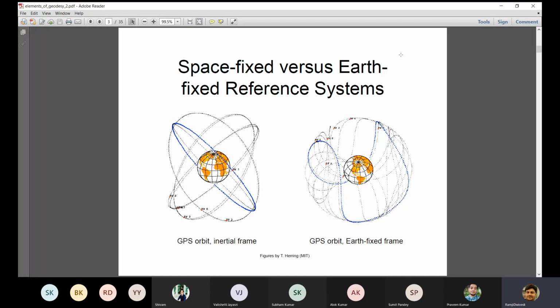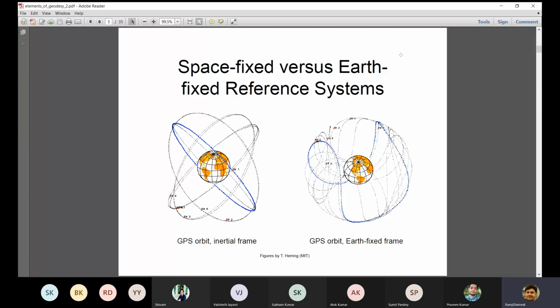But in the case of earth fixed, it will not be the same. You have just fixed the earth, because that's the earth-fixed frame, it is not rotating anymore. The moment it is fixed, what does the satellite have to do? The satellite has to travel to those areas to make sure that those particular regions are covered. That's why the path is shifted, or this sky plot is changed drastically. So these are the two frames.